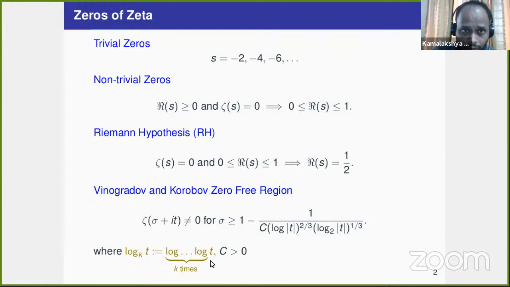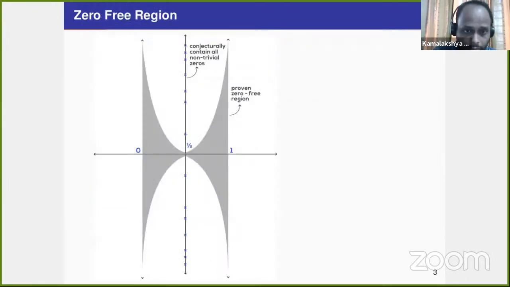Here is a basic picture of how the zeros are distributed. This gray region is Vinogradov-Korobov's region, which is proven to be zero free, and on the rest of the white region in this strip, we don't know where the zeros are, and the Riemann hypothesis tells us that all the zeros are on this half line.